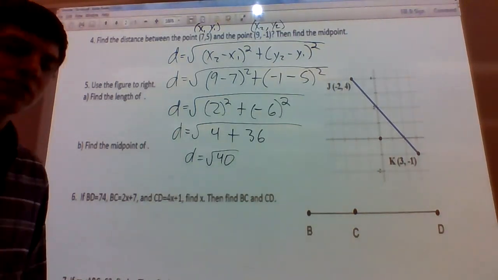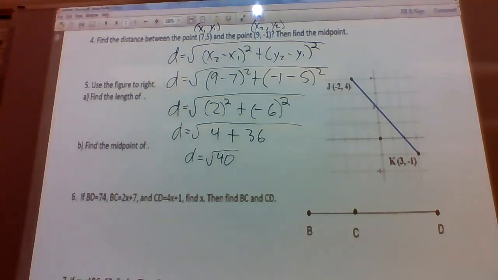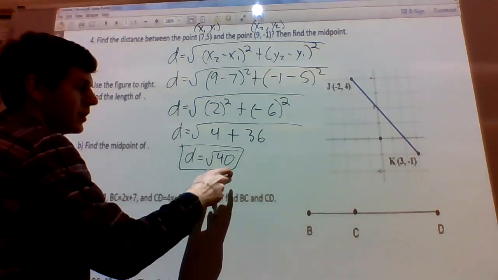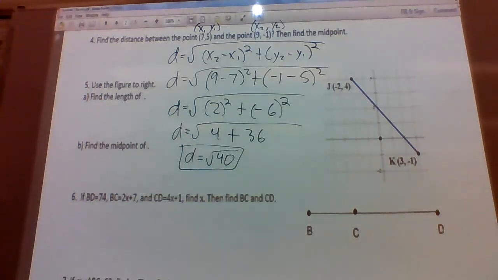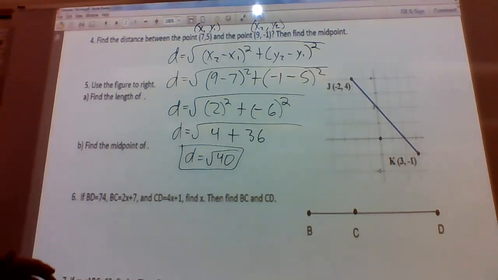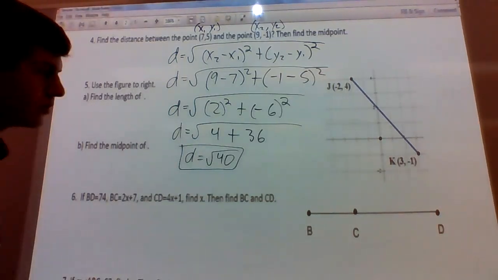6 squared is 36. 7 squared is 49. So 40 is between 36 and 49. So maybe 6.3 or so. 6.2, 6.3, 6.4, somewhere in there. Okay, and that would be our answer. You could also put it as a decimal, but this answer is fine. All right, more length. The distance between 2 points is the same thing as the length of the segment that connects those 2 points.